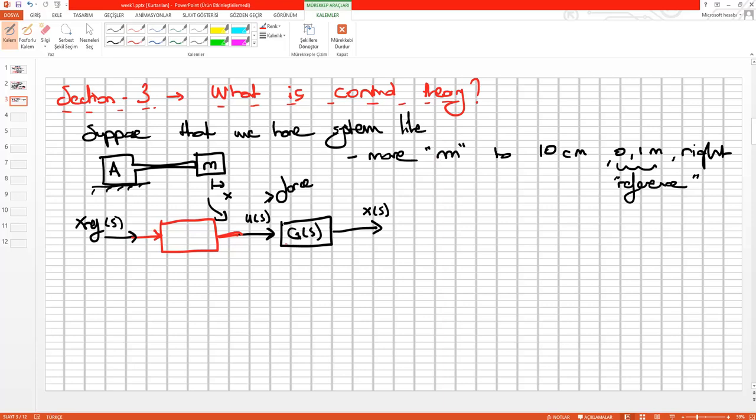But if we only utilize the GS, we cannot condition this system because it remains the same all the time, right? We cannot change it. But if we add another block or another part, which we don't know right now, we can condition this system, right? And this is named the controller.